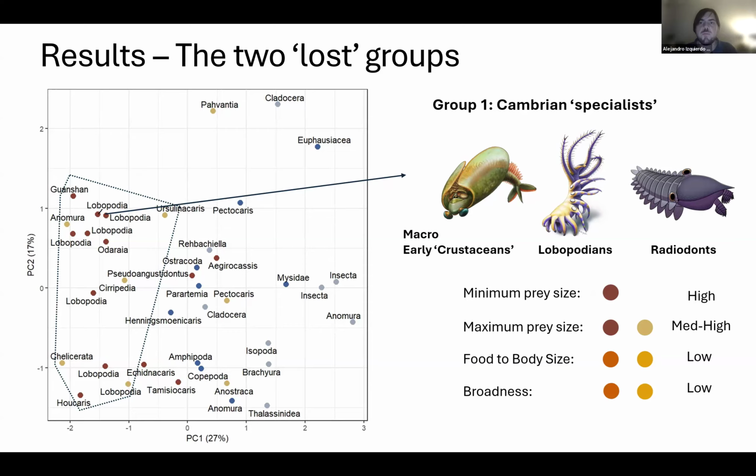One of the groups that we have found is what we call the Cambrian specialists. Most of them are, of course, from the Cambrian period, and this group includes different groups like early crustaceans, lobopodians, or radiodonts. And some of these arthropods have, for example, medium to high minimum prey size. They have low prey to body relationship, and they have a very low broadness. So that's why we call them specialists. Basically, they only focus on prey that are very similar to their own size, and also they have very limited broadness of prey.